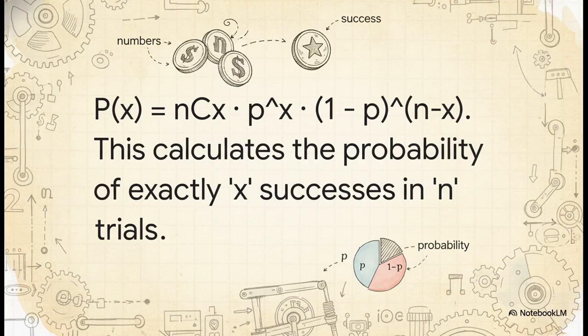And there it is, in all its glory. This beautiful little equation tells us the exact probability of getting a specific number of successes, x, in a certain number of trials, n. But what does all that alphabet soup and all those symbols actually mean?